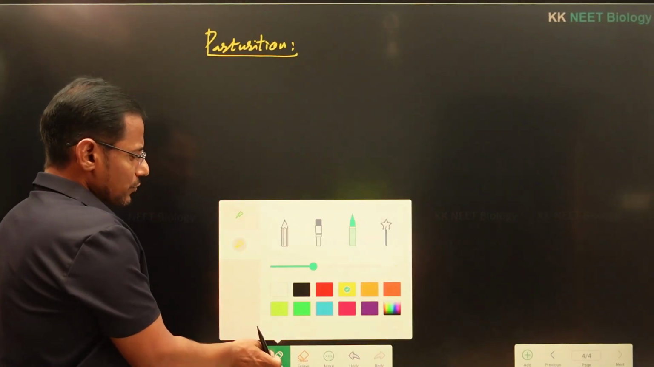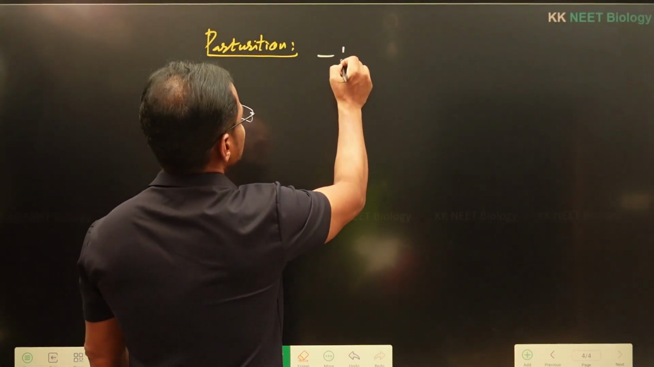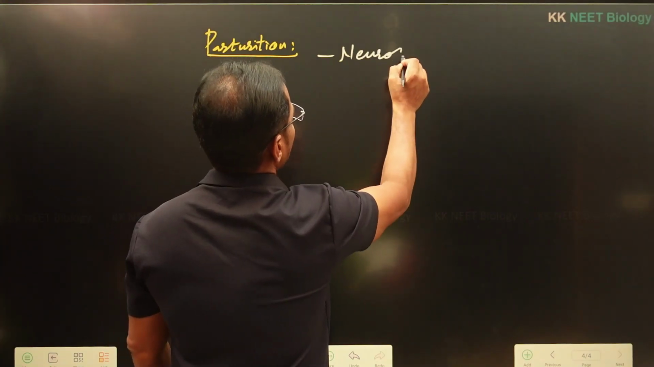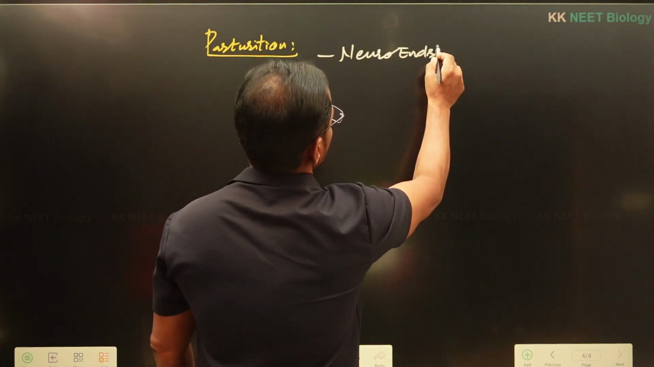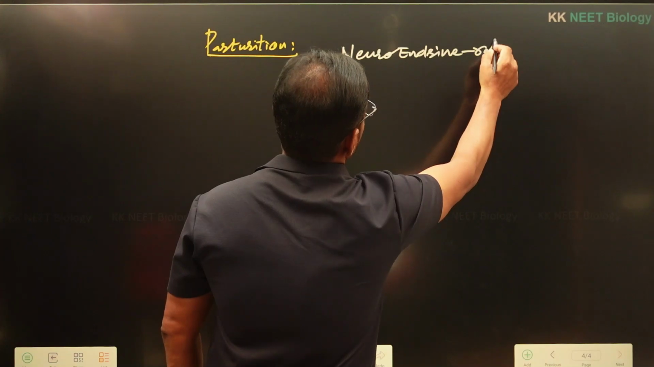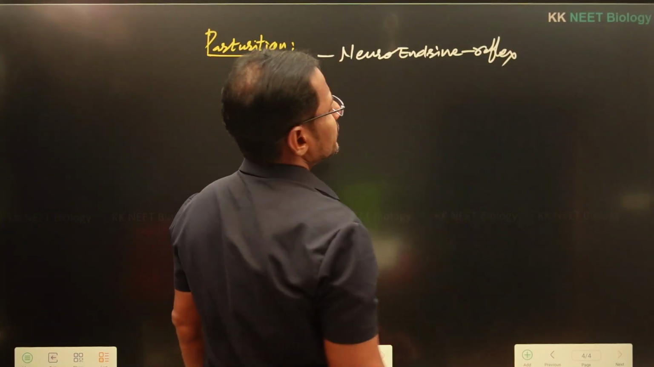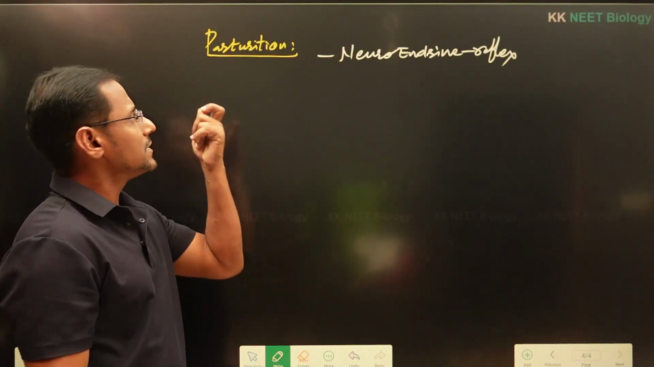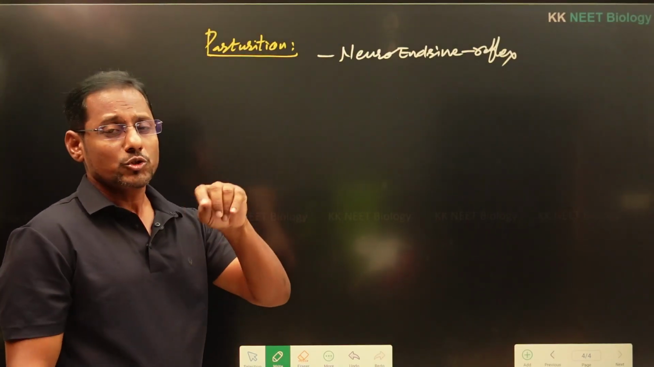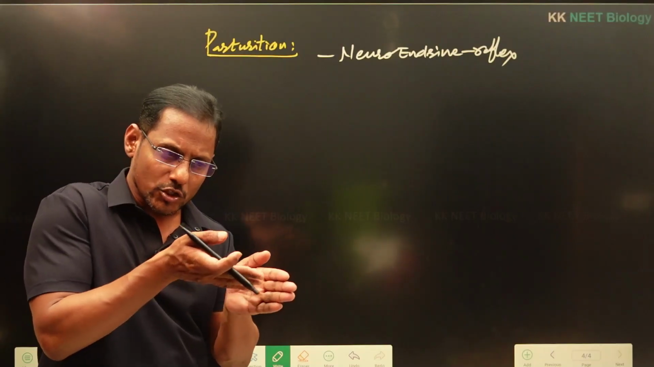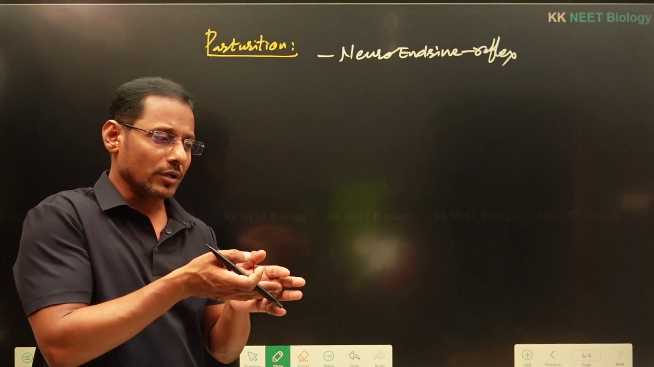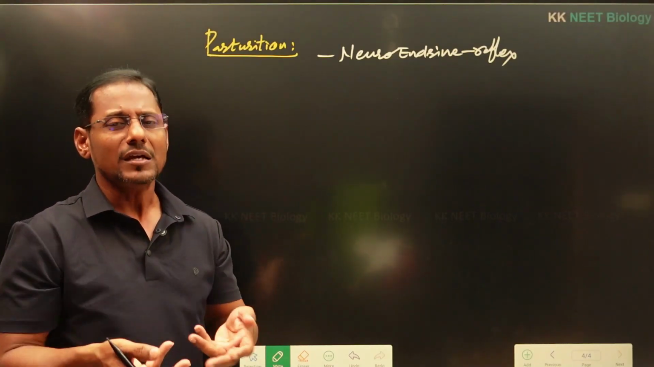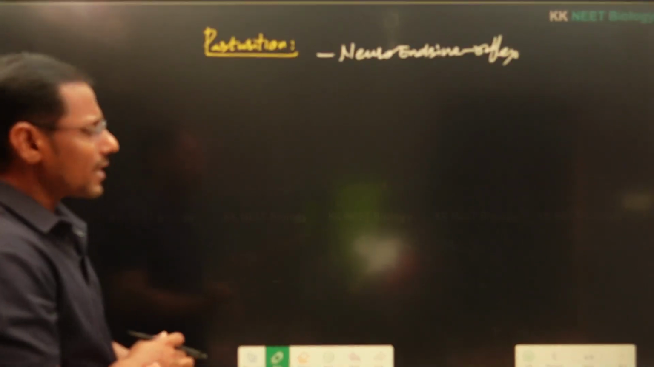So it's a complex one. We can say it's a neuroendocrine reflex, because this expulsion of the baby to the outside world, the parturition process, is related to the nervous system and the endocrine system. Both systems are involved in this particular process. What happens here?